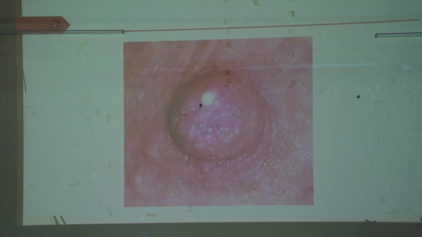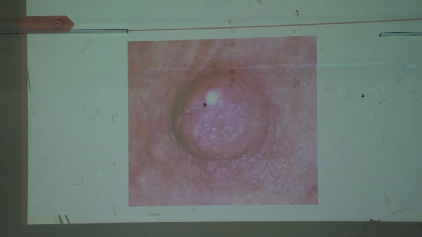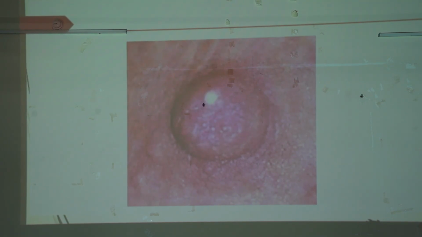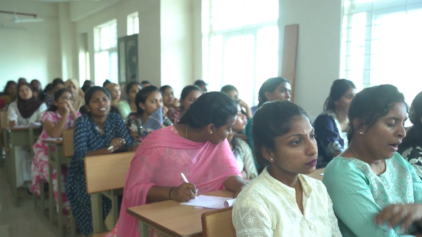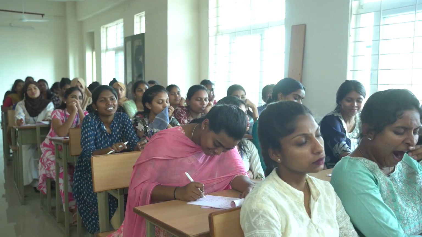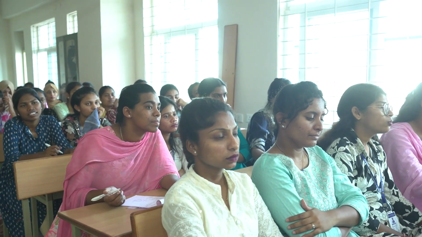Then this is a nipple bleb. It is nothing but a small pustule. It is not pus, but it is stagnant milk. If the mother is not feeding for a long time, or if the milk present in one duct is not coming out, it will get thickened, and that duct will be formed in the form of a bleb. That is known as a nipple bleb. Okay, so these are the different types of nipples.